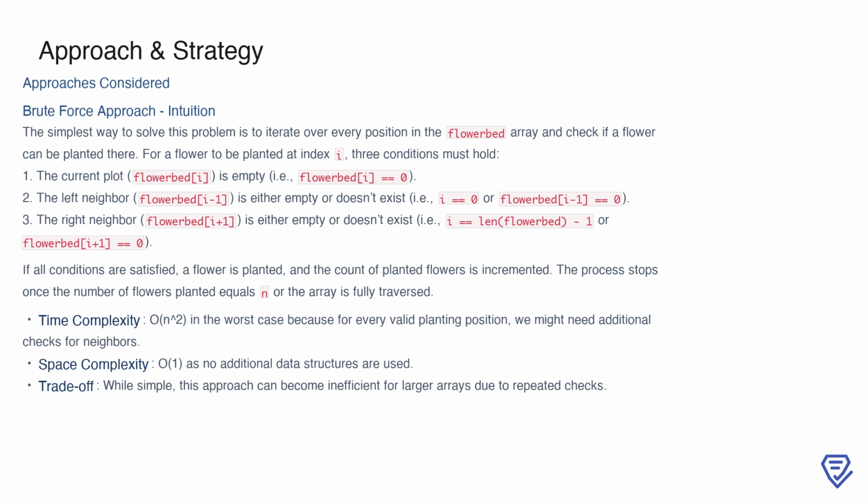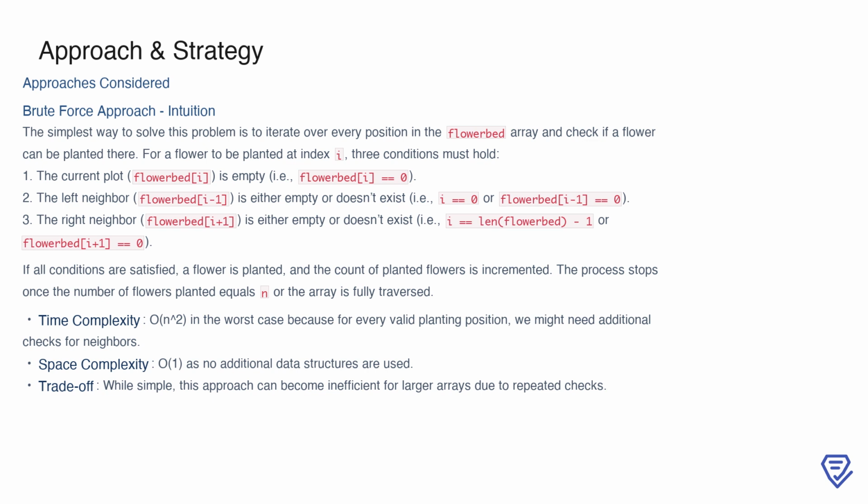To start, let's consider the brute force approach. The idea here is straightforward. We iterate over every position in the flower bed array to determine if we can plant a flower at that specific spot. For a flower to be planted at index i, 3 conditions must be true. First, the plot at flowerbed[i] must be empty, meaning it equals 0. Second, the left neighbor, flowerbed[i-1], must either not exist if we're at the first position or also be empty. Third, the right neighbor, flowerbed[i+1], must either not exist if we're at the last position or be empty as well.